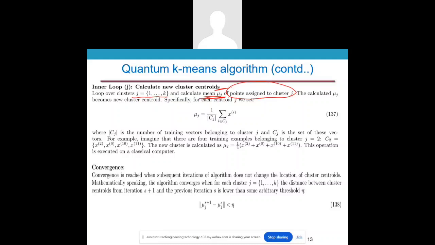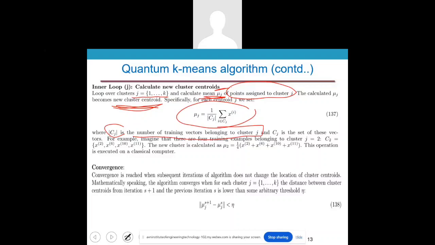Calculate the centroid. The mu-j that is calculated becomes the new cluster centroid. This is calculated for each one. This is the general calculation: each vector belongs to a particular center, and we sum those values that belong to it, where Cj is the number of training vectors belonging to the cluster j.